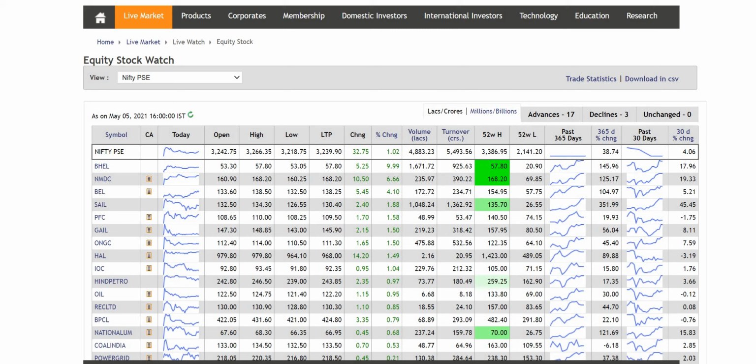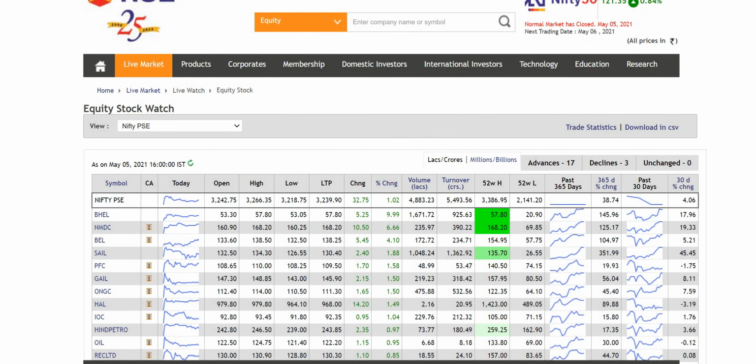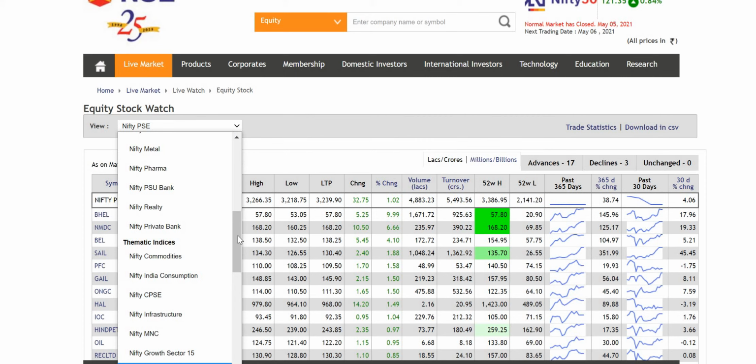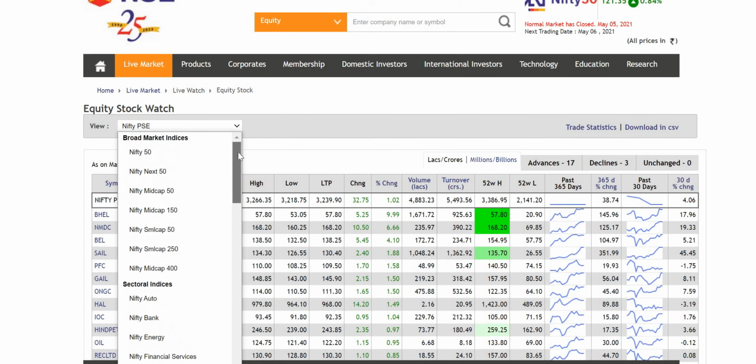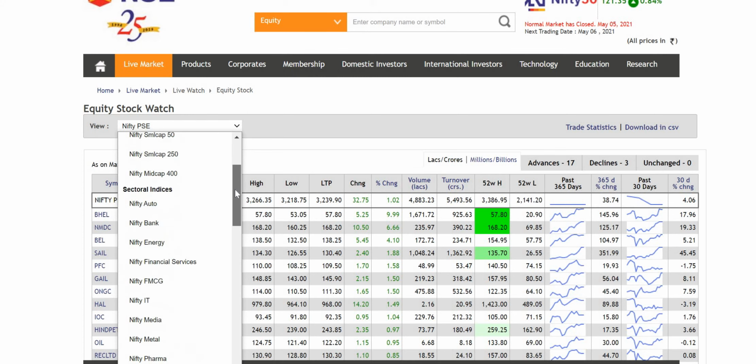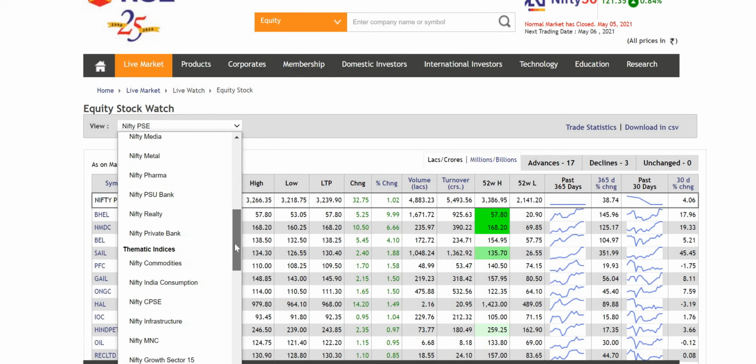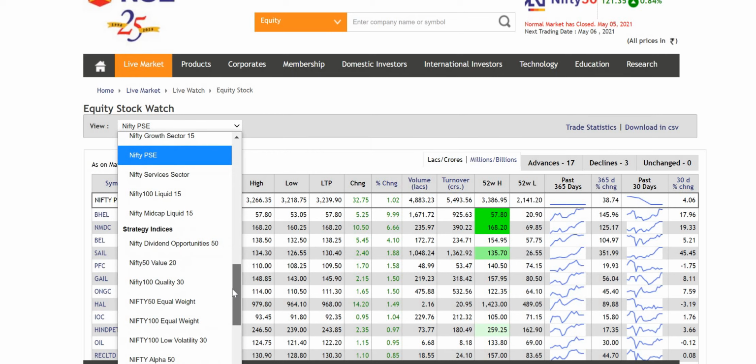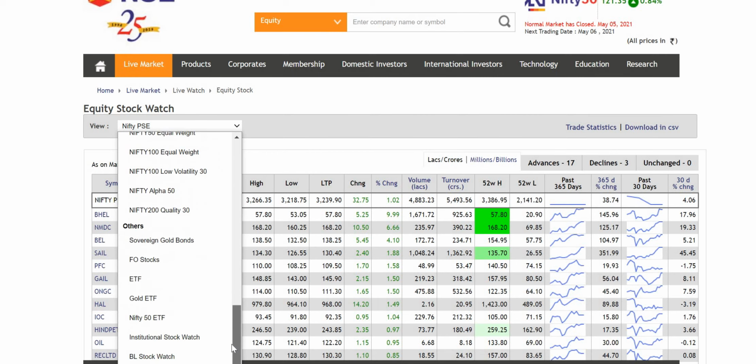Now, how many of you are aware of the types of indexes which exist? Ideally, most of us deal with Bank Nifty and Nifty. Those are the two widely talked about indexes. But if I go to the NSE website and check the number of indexes, there are a lot many more: the broader markets, sectoral indices, thematic indexes, strategy indexes, and some others.